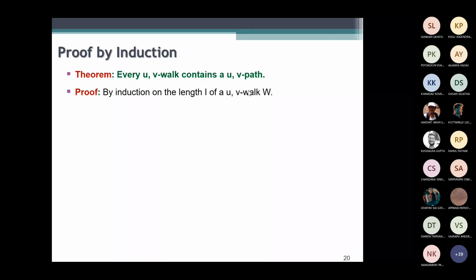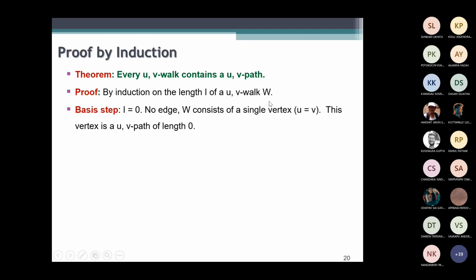So this can be proved by induction, by induction on the length L of a UV walk W. What will the induction parameter be? The induction parameter will be the length of the UV walk. The length of the UV walk here is L, and this walk is denoted by W.